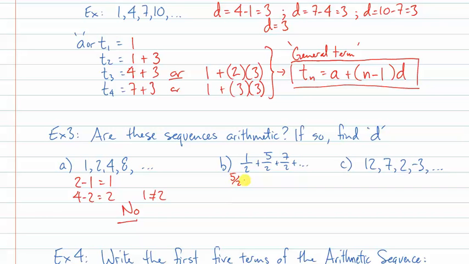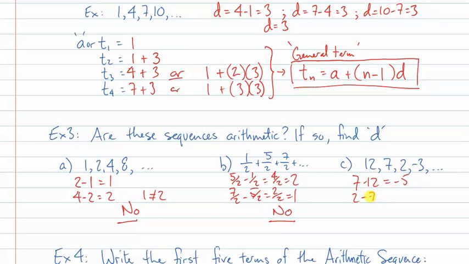Alright, this one, 5 halves minus 1 half, is 4 halves, or 2. 7 halves minus 5 halves, well, that's 2 halves, or 1. Again, not arithmetic. The next one, 7 subtract 12 is negative 5.